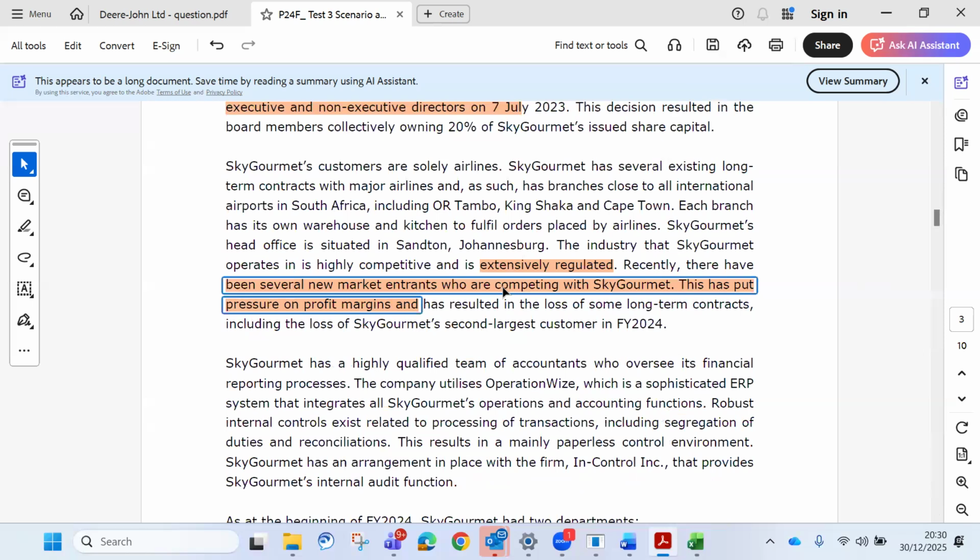Going concern, there are market entrants. You get the first point to say that there's a risk for this going concern, due to the following factors. There are new entrants. You have lost your number two, your second largest customer. Eight, this one is extensively regulated. Nine.